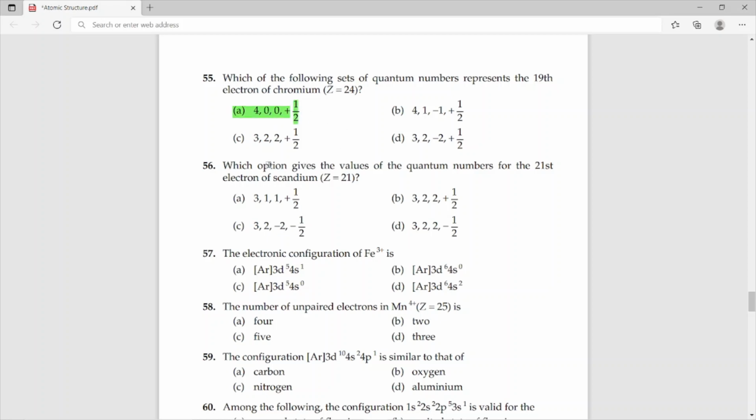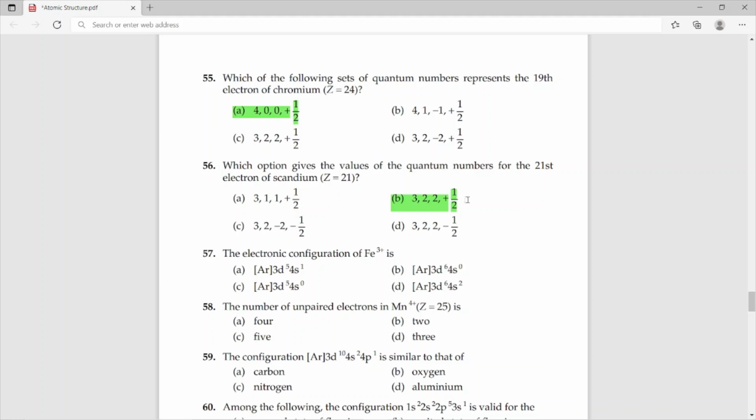56th question is, which option gives the values of quantum numbers for the 21st electron of scandium, whose atomic number is 21. For this one, the right answer should be option B. These are the set of quantum numbers for the 21st electron of scandium, that is the last one at the peripheral shell.